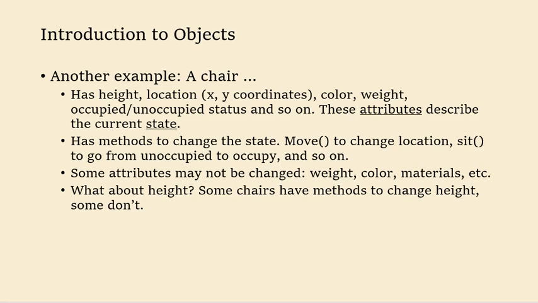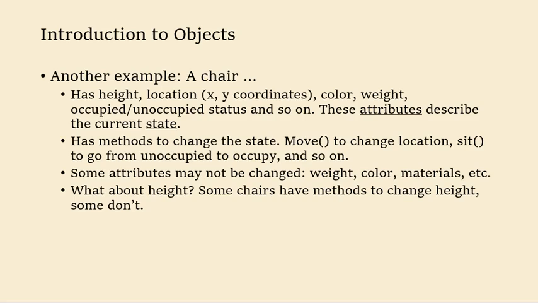Here's another example: a chair. It's got a height, it's got location, a color, weight, it's got a status as to whether anybody's sitting in it or not. Those are attributes that would describe the state of the chair. And then we have methods to change the state. We can move it. We can sit, right? That would go from unoccupied to occupied. We can stand up. That would go from occupied to unoccupied, and so on.